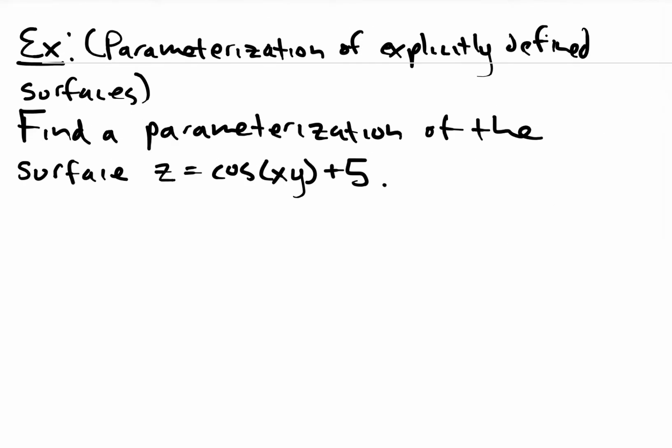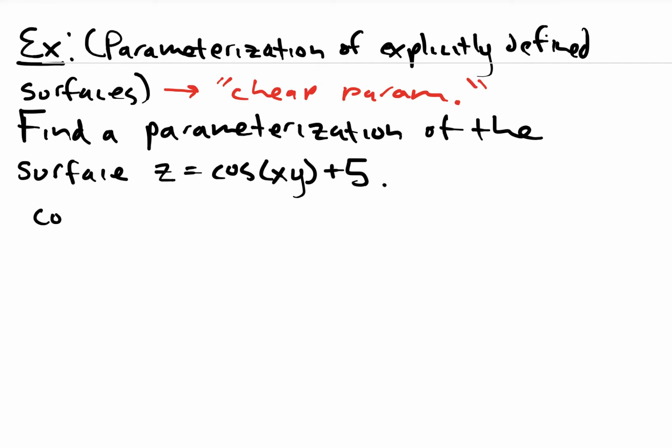A parameterization of explicitly defined surfaces. Here's an explicitly defined surface right here. I just want to find a parameterization, any parameterization of this surface, z equals cosine of xy plus 5. Now, this trick here is obviously not the official name for it, but kind of what I like to think of it as is this is kind of the cheap way to parameterize a surface. So my cheap parameterization, the fast, easy, quick way to do an explicitly defined surface is going to be this.